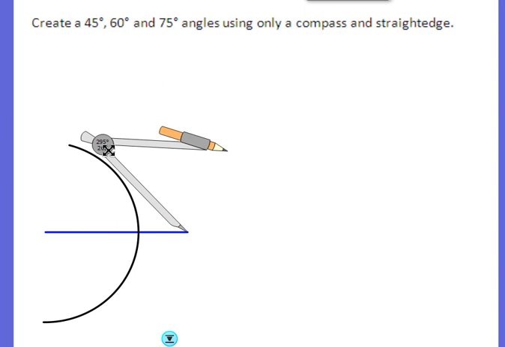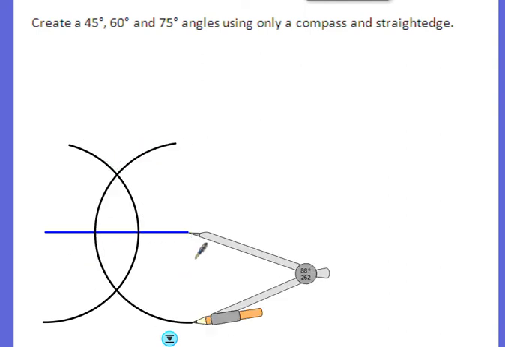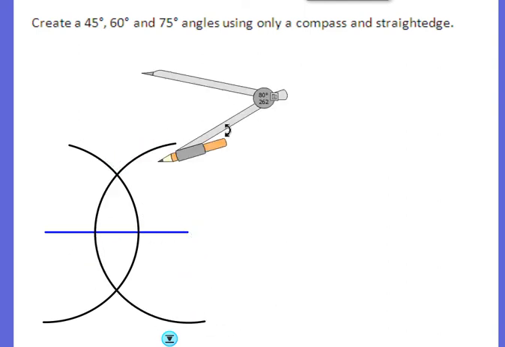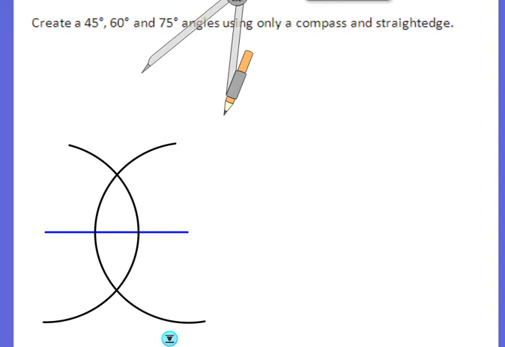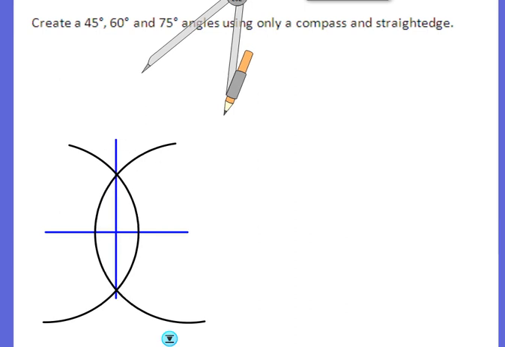And if I'm exact, we draw another arc. And what do we have now? We have a perpendicular bisector. If we just connect those two, that is our perpendicular bisector. So that means we've made 4 90-degree angles.